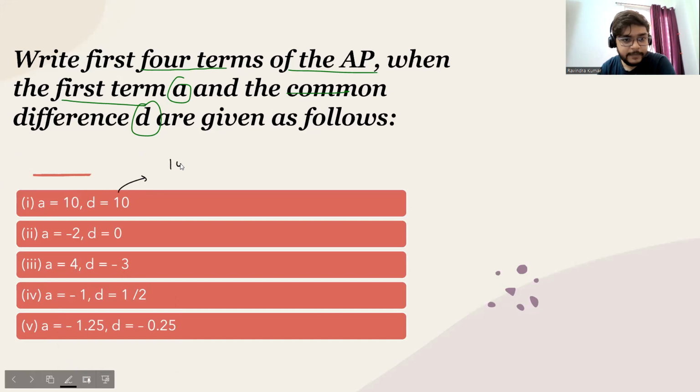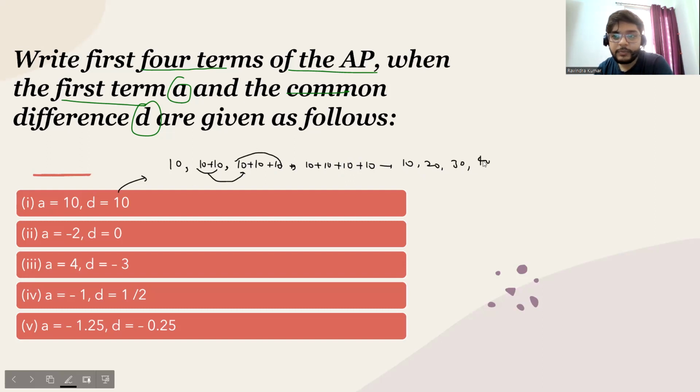So first term is 10, second term 10 plus 10, third term 10 plus 10, that is, we have to add 10 to this term, so it will be this one. Now again we will have to add 10 to this one. So this will be 4 times 10. So what we are getting actually, 10, 20, 30, 40. If we need to find more terms, it will be 50, 60, like this.